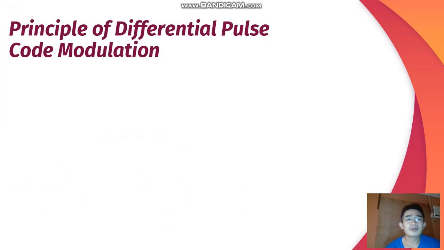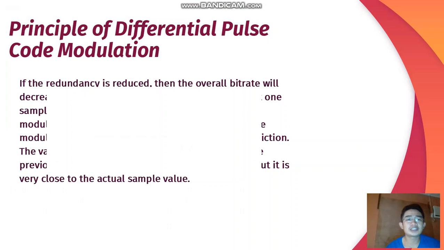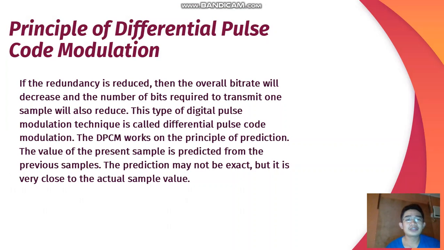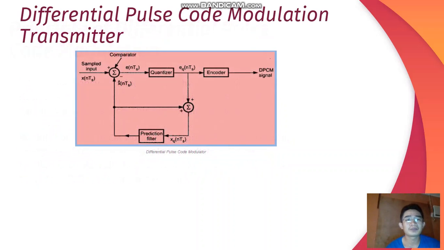What is the principle of differential pulse code modulation? If the redundancy is reduced, then the overall bit rate will decrease and the number of bits required to transmit one sample will also reduce. This type of digital sample modulation technique is called differential pulse code modulation. The DPCM works on the principle of prediction. The value of the present sample is predicted from the previous sample. The prediction may not be exact, but it's very close to the actual sample value.